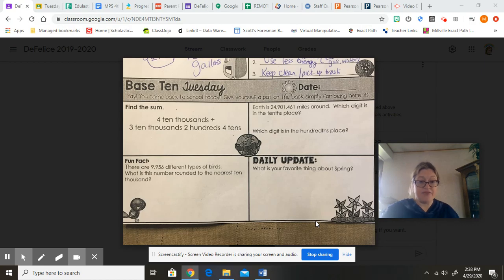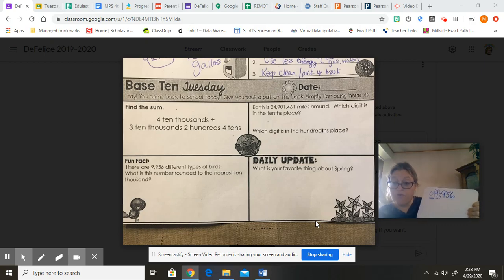Fun fact, there are 9,956 different types of birds. What is this number rounded to the nearest 10,000? Don't forget our steps. We are rounding to the 10,000s place, so we're going to underline where the 10,000 should be. This number doesn't have any 10,000s, so we could just pretend that there's a 0 there and underline that place value. And then we always circle the number right next door.